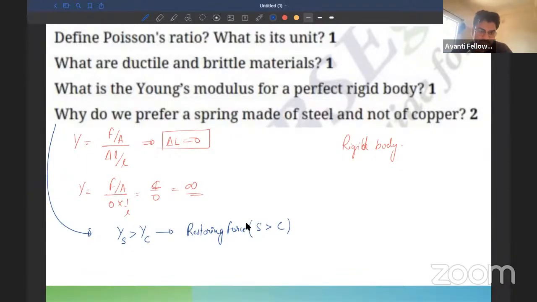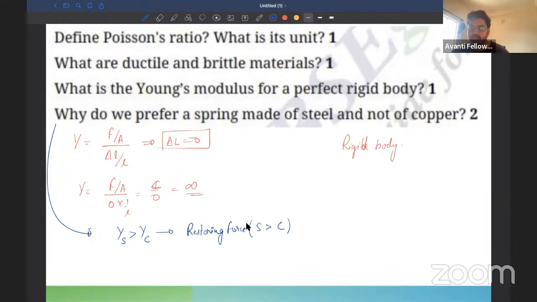So again, the story is very simple. If we make a steel spring and a copper spring, and if you press both, steel has more Young's modulus, so steel has more restoring force, because Young's modulus is directly proportional to force. Stress was force upon area, right? So steel will have more restoring force and it will come back and regain its shape. But copper, since it has less Young's modulus, has less restoring force and will not regain its shape. So which spring is better, the one which regains its shape, which is made of steel.